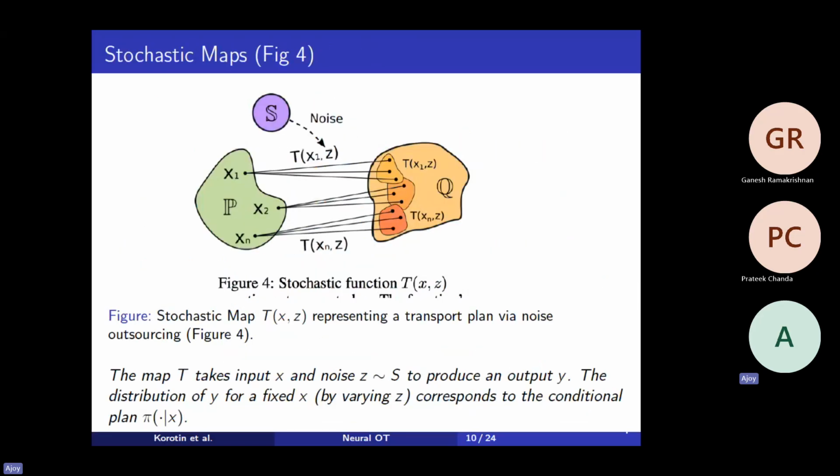This is also about the noise factor. This noise factor comes in for the stochastic map. As I told, there could be two mappings: one could be the deterministic one, and one could be the non-deterministic one. In the deterministic one, there is no noise model.